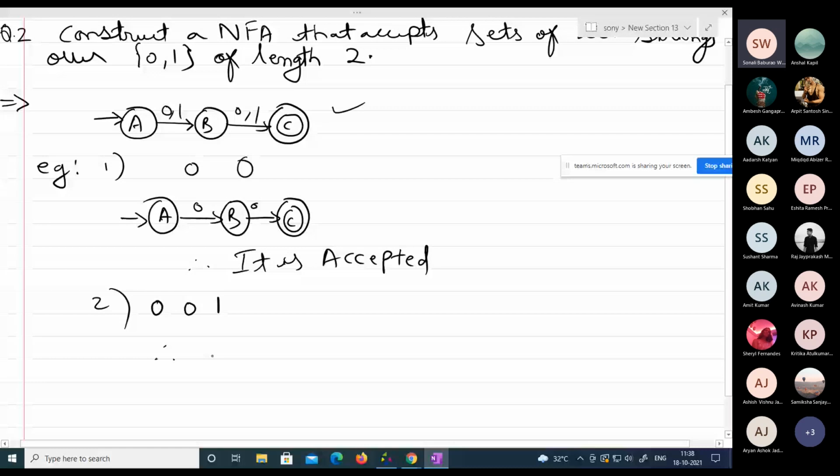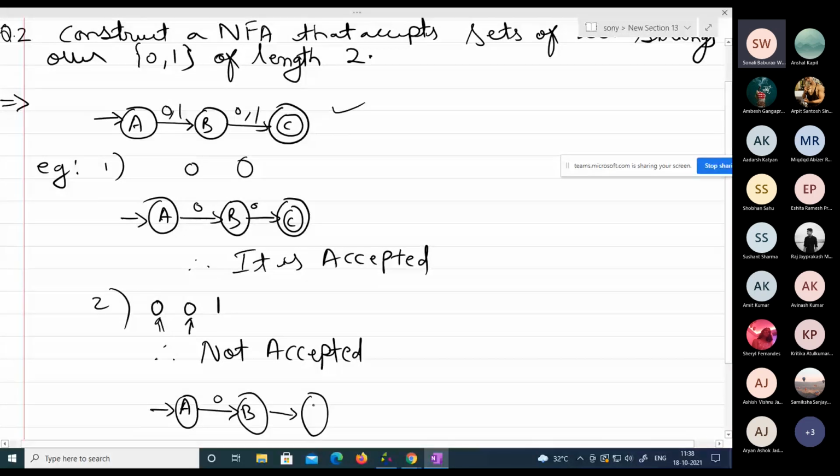Let us see a pictorial depiction of that. From A, on receiving the 0, I'm going to my next state B. Again, on receiving a 0, I'm going to my next state C. C is my final state. Again, I'm having a 1, but I do not have any 0 or 1 transition from the final state C. So it goes to the null state, it goes to phi.